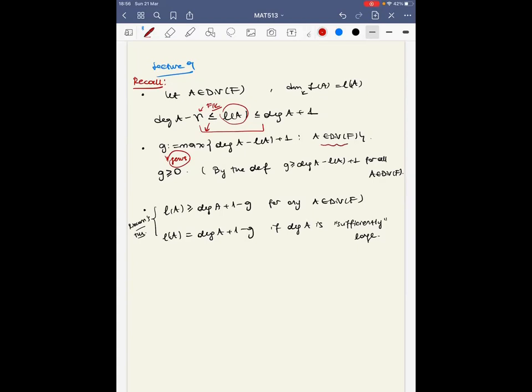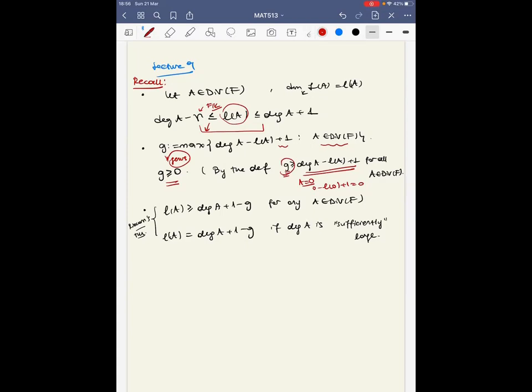for all divisors A, including +1. And we have observed that this is a non-negative integer, because by the definition we know that the degree plus 1 minus the dimension is always bigger than or equal to this one. And in particular, if you consider the zero divisor, degree 0 minus L of 0 plus 1 gives us the desired lower bound for the genus.